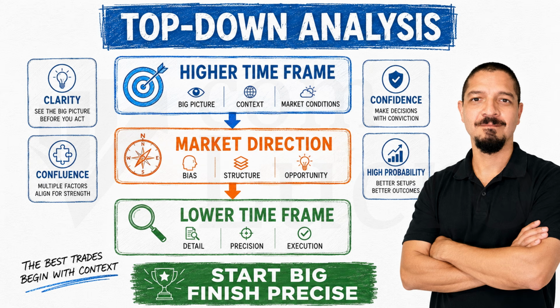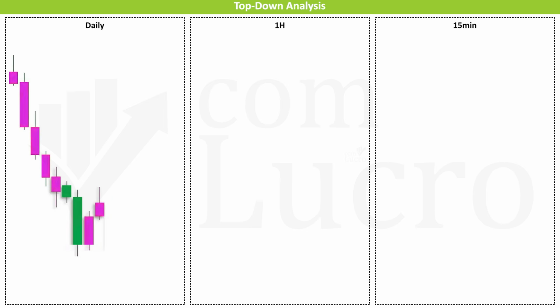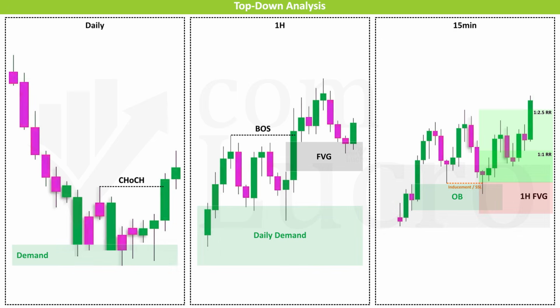Let's discuss top-down analysis. This technique involves combining multiple time frames to build a complete view of market conditions. By analyzing the bigger picture on higher time frames first, and then zooming into lower time frames for more detail, traders can identify higher probability trading opportunities. The process begins on the higher time frames, such as the weekly or daily chart, where we identify the overall trend, key levels, and market sentiment.